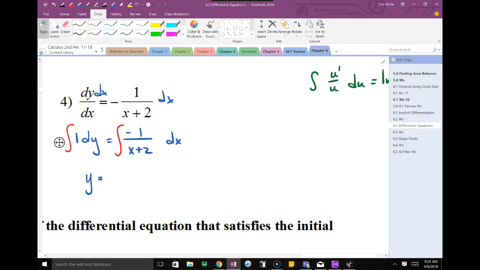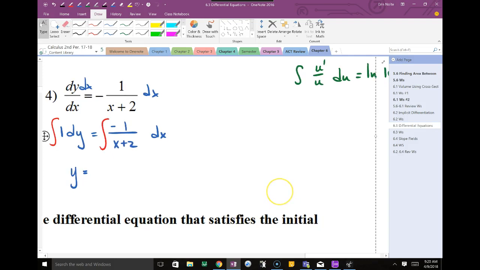Why is the bottom the whole thing? Because that's the rule. Okay, so the x plus 2. That means the top would have to be the derivative of that. So what is the derivative of x plus 2? 1.